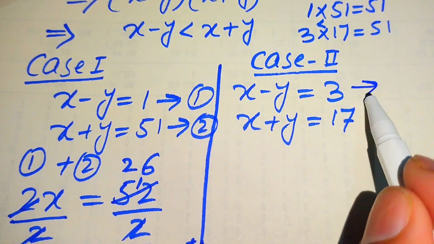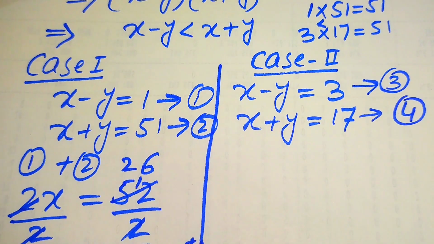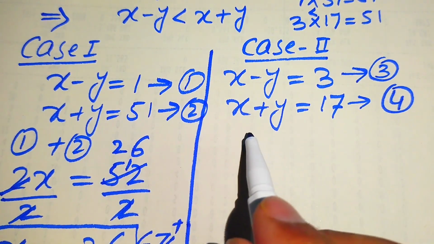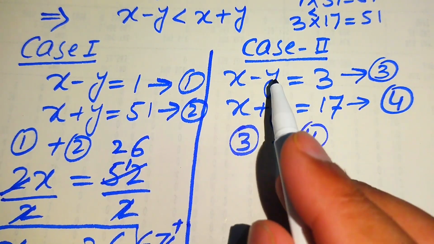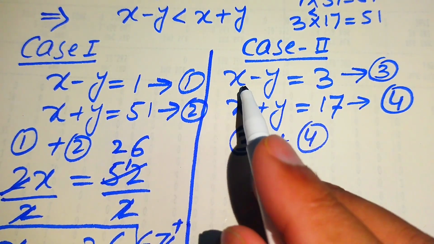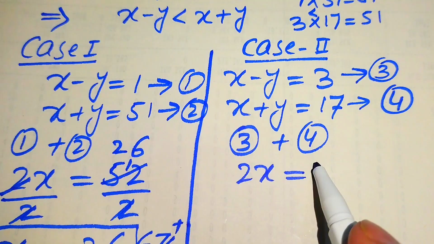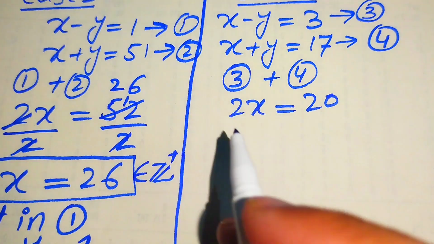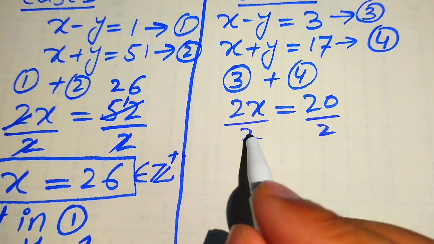So we call this our equation number 3 and this is our equation number 4. So here we again add equation number 3 and equation number 4. So negative y and positive y are gone, and we get x plus x becomes 2x is equal to 3 plus 17 becomes 20. And further we again divide both of the sides by 2 in order to get the value of x.